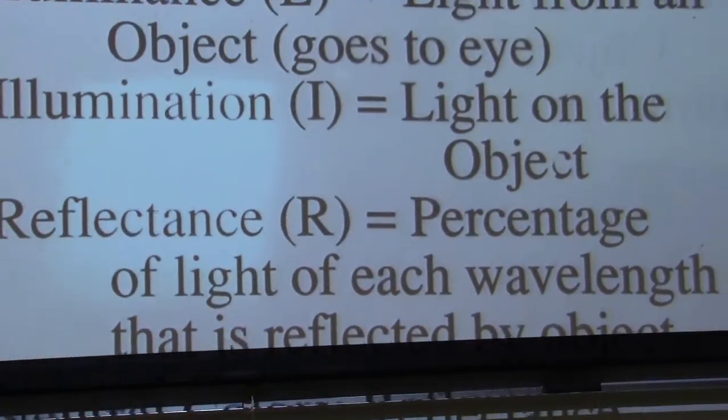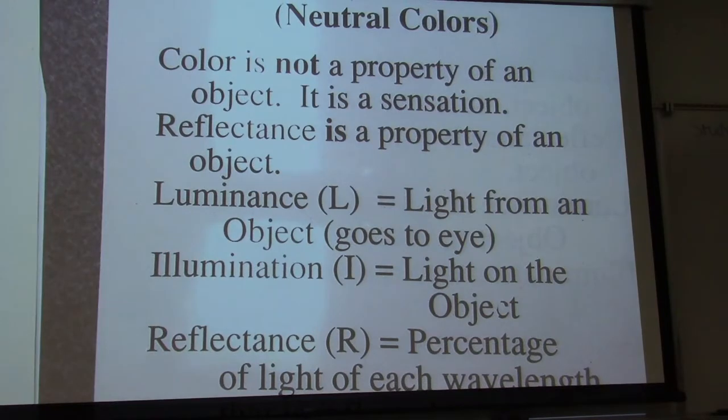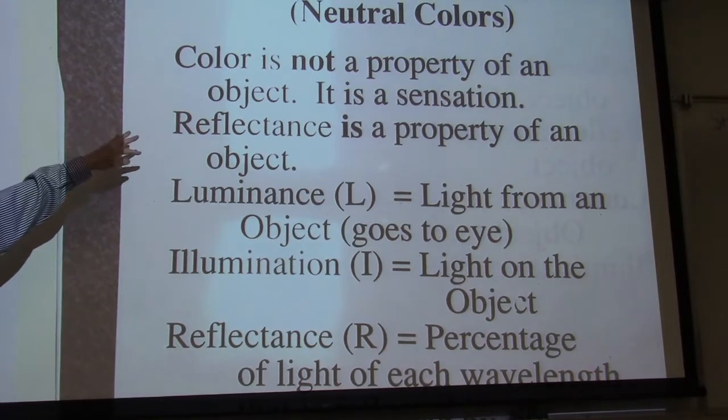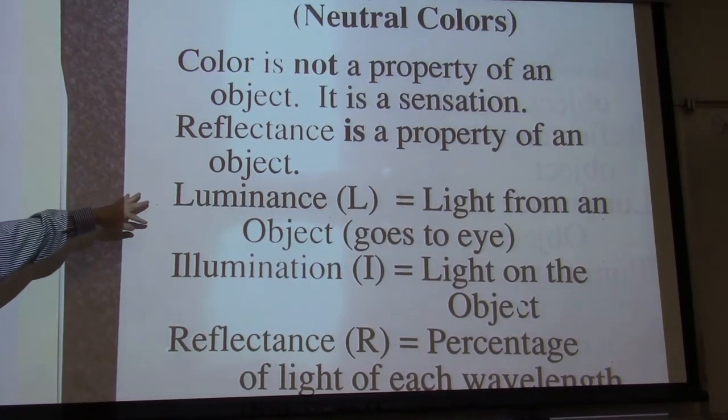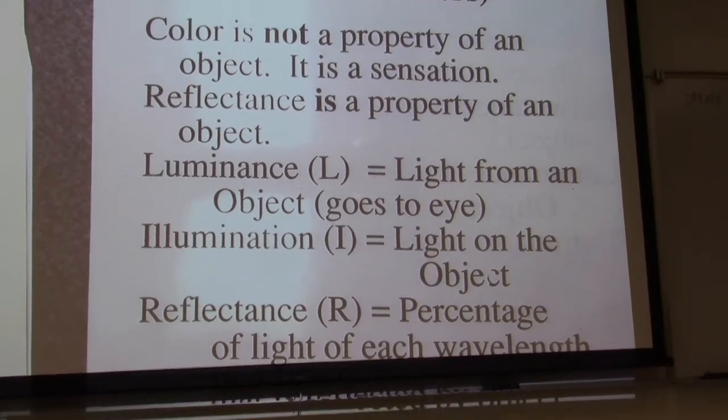One of the things you realize, let me review what I just said and I'll come back to Wallach in a second. The Gelb illusion makes you realize that color is not really a property of an object, it's a sensation. Reflectance is a property of an object. Luminance is the light from an object that goes to the detector or to the eye. This is a physical quantity. Illumination is the light that's on the object, that we're shining onto the object. Reflectance is the proportion of light of each wavelength that reflects back off.